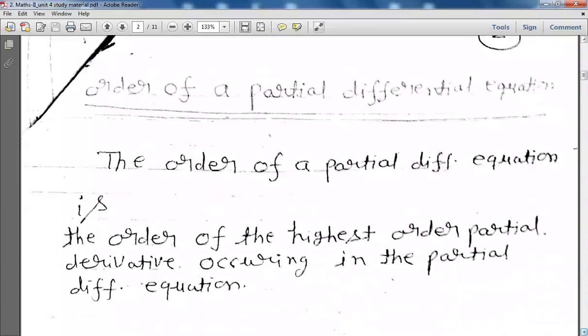Now, we shall discuss the order and degree of partial differential equations. First, the order of a partial differential equation. The order of a partial differential equation is the order of the highest order partial derivative occurring in the partial differential equation.